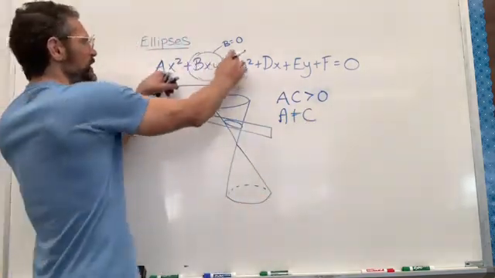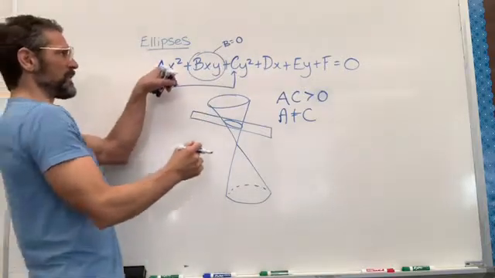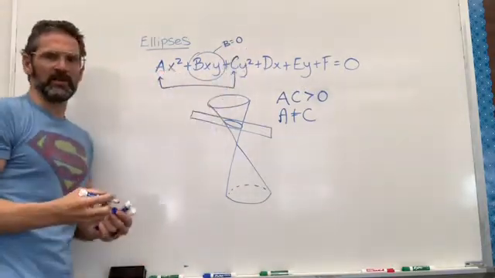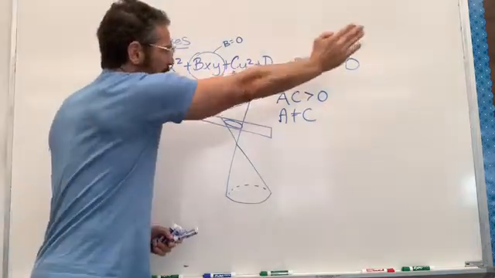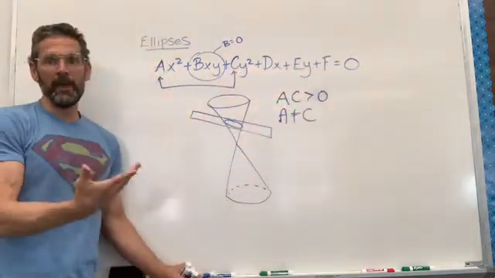If this is a 4 and this is a 5, it's an ellipse. If this is a 10 and this is an 8, it's an ellipse, etc., etc. They're going to be two different positive numbers. Now, if they're both negative, I could multiply the whole equation by -1 and make them both positive.